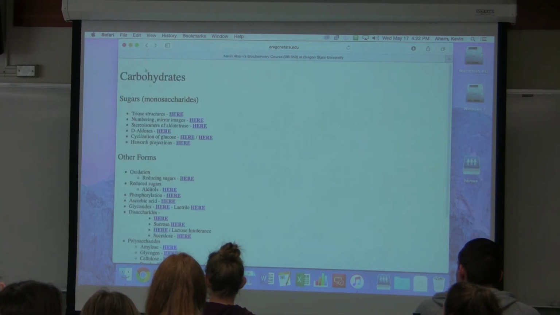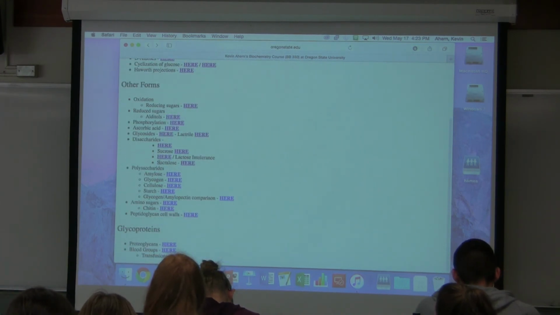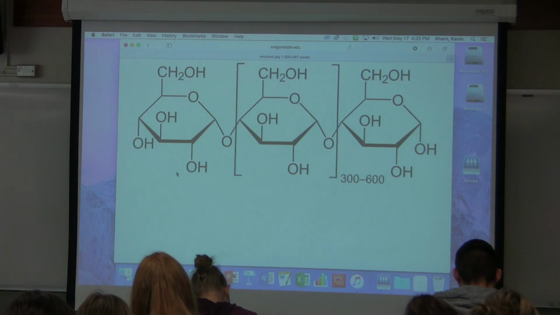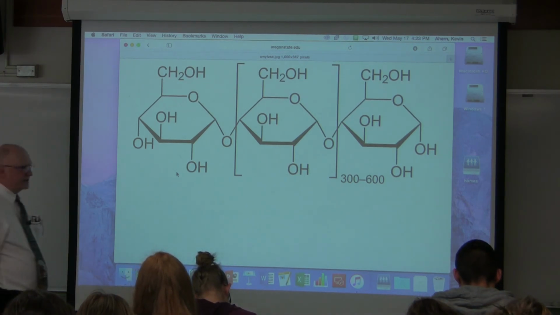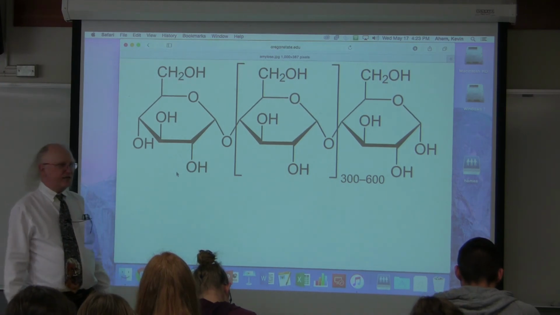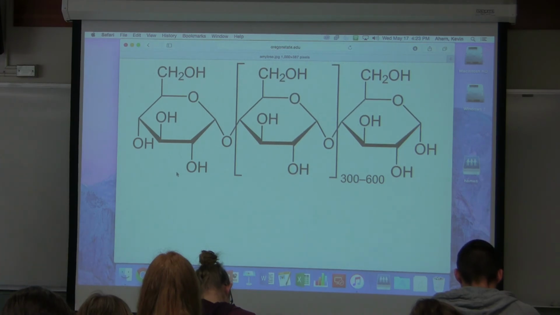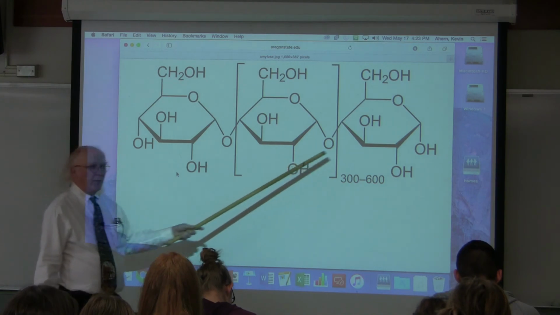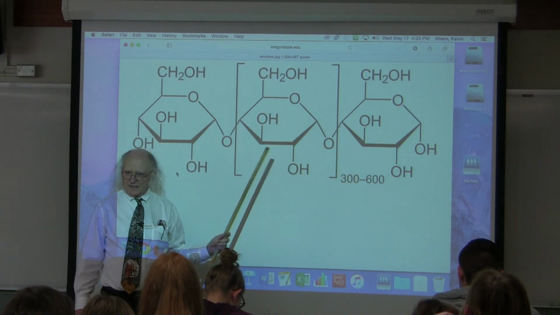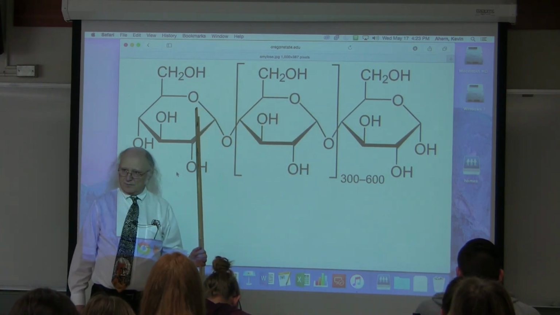Test it. Okay, polysaccharides. Let's spend a little bit of time talking about them. I'll go through those fairly quickly. Polysaccharides, as their name suggests, contain multiple sugar units. They will almost always have multiple glycosidic bonds. This is the structure of a polysaccharide known as amylose. Amylose is a very common polysaccharide in plants. It's used as a storage form of glucose.